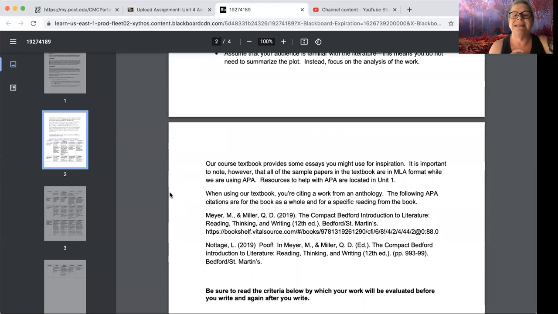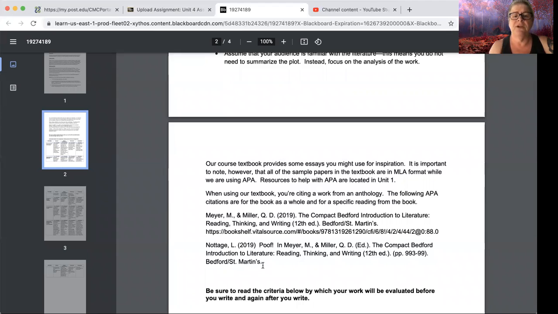There are some textbook essays that are in our textbook that you might look to for some kind of inspiration, but be very careful when you're thinking about that, because all of the sample papers in the textbook are in MLA format and we have to use APA. So, don't get sidetracked by the fact that they don't have a cover page or that the references will look different. So, you're going to use APA citation for us.